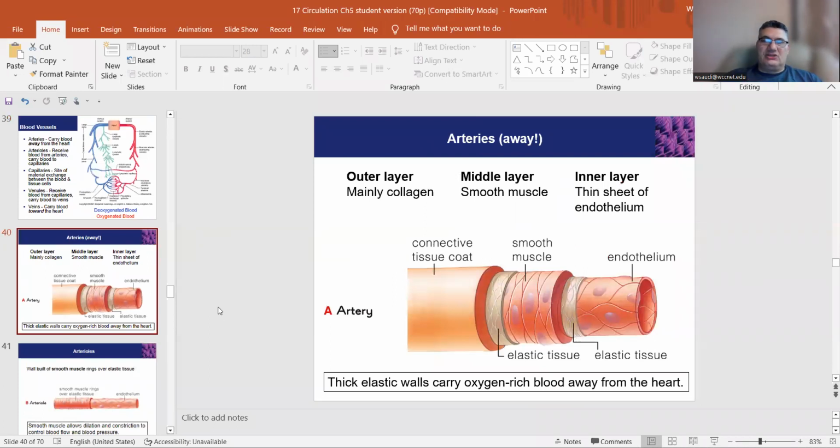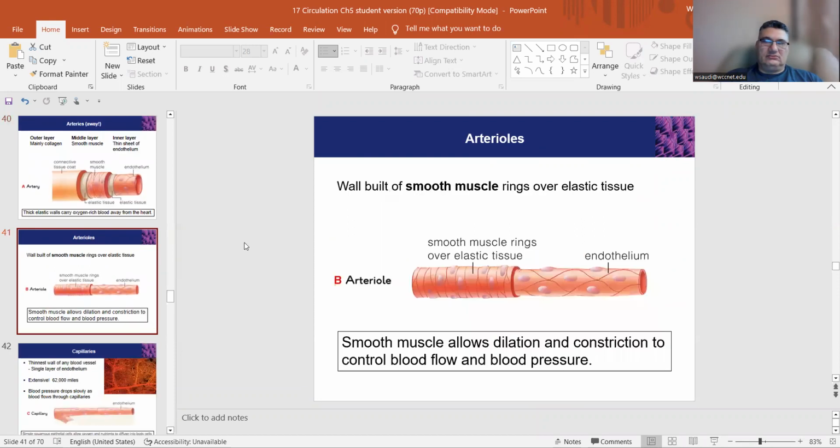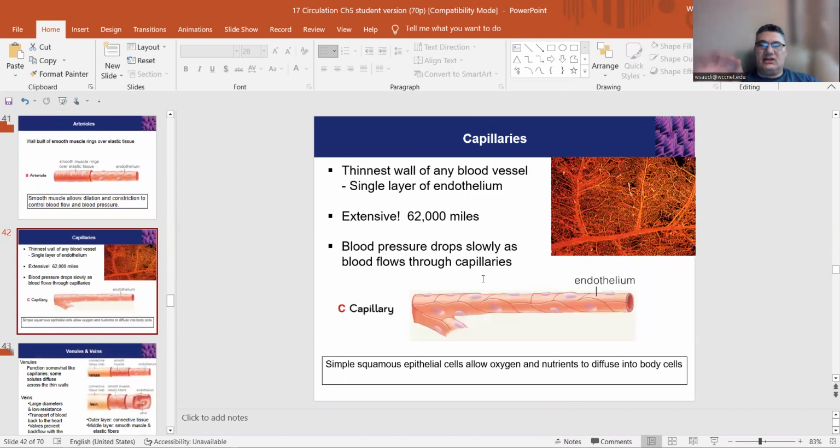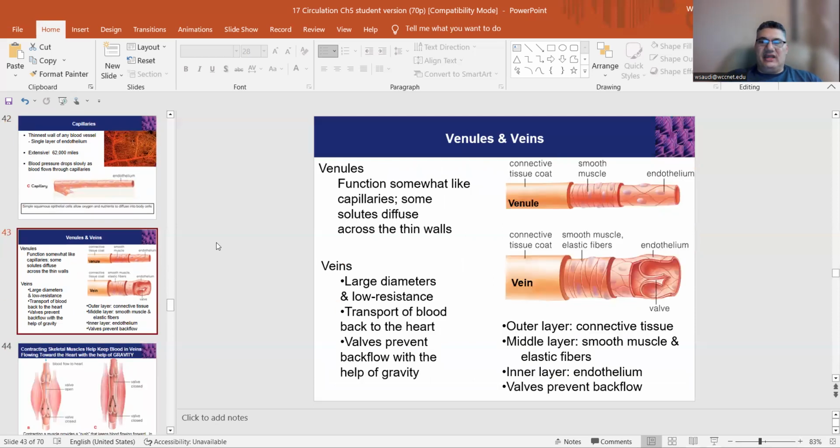These are the different layers of the arteries, always three layers, inner, middle and outer. The middle is always muscle. Here is the arterioles. It doesn't have the outermost layer, this. These are the capillaries, just one cell layer. And these are the smallest branches. On the other side, veins, same three layers.